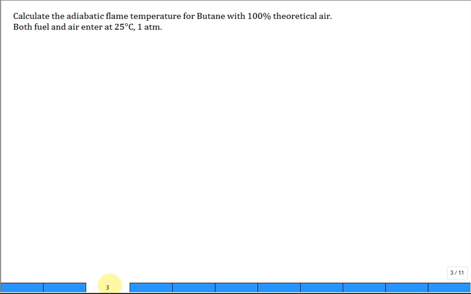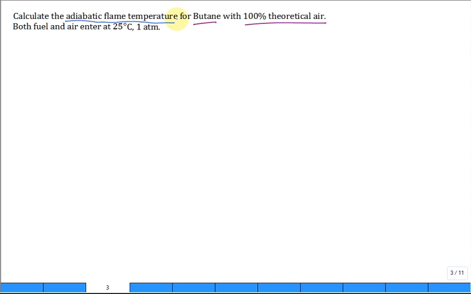Let's go ahead and solve a problem. Calculate the adiabatic flame temperature for butane with 100% theoretical air. So that's how much air we have. The fuel is butane. Both the fuel and the air enter at 25 degrees C and 1 atm. What do we want to calculate? Adiabatic flame temperature. What symbol do we use for that? T_aF. So adiabatic flame temperature is what we were asked to calculate.